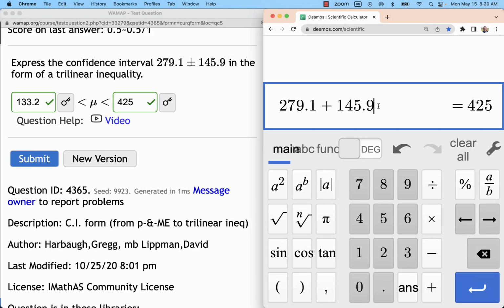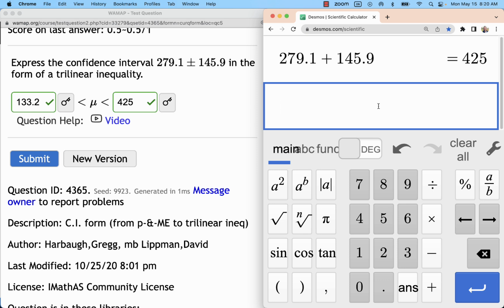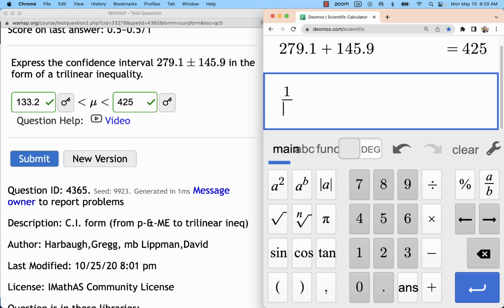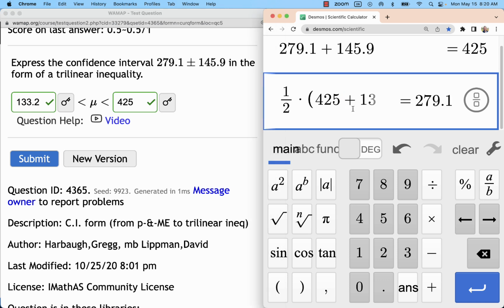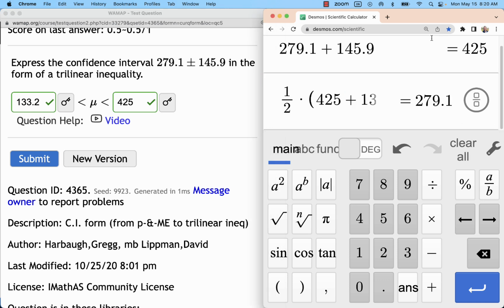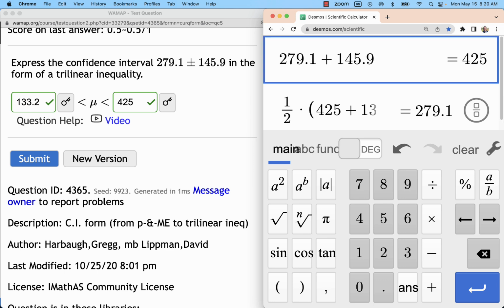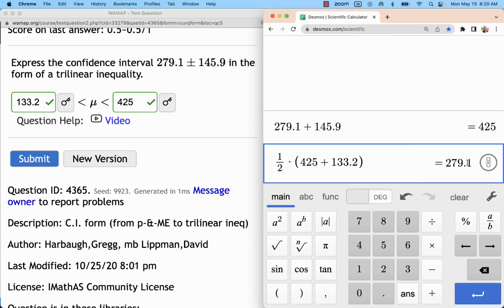Here was my problem. Starting with the 133.2 and the 425, I'm going to do 1/2 in front times high minus low. And I should get that margin of error, 145.9 there. That's the second number. And if I add them, I get the point estimate of 279.1, which you can see there.